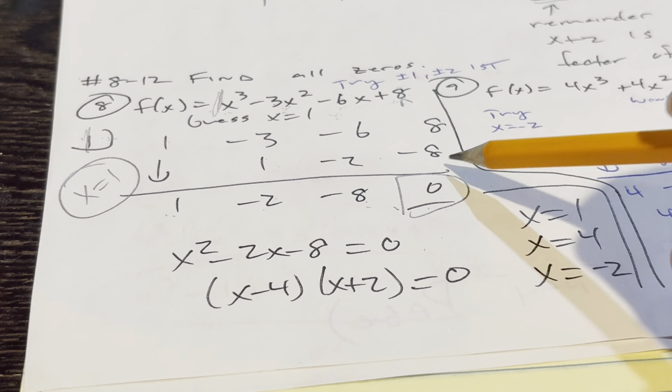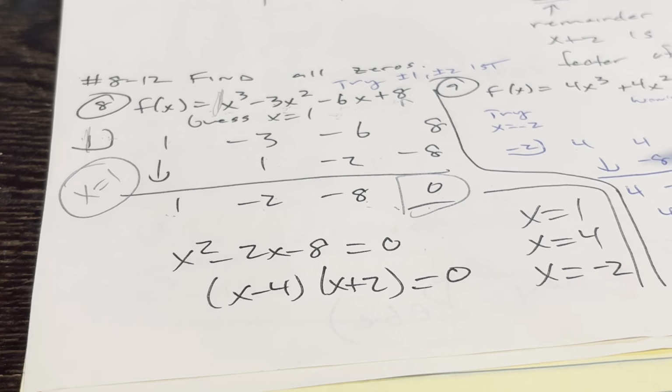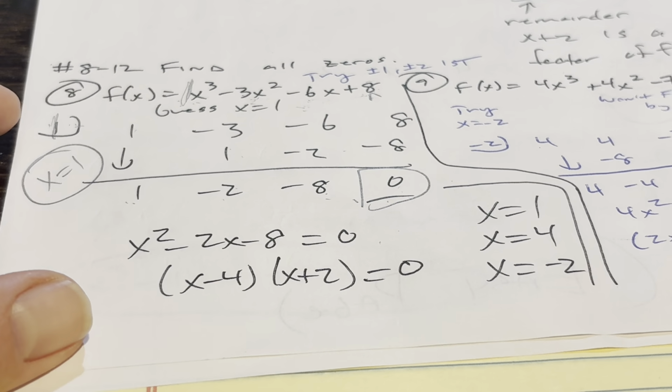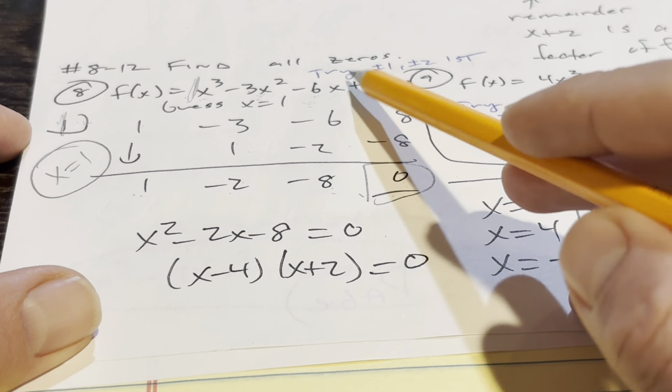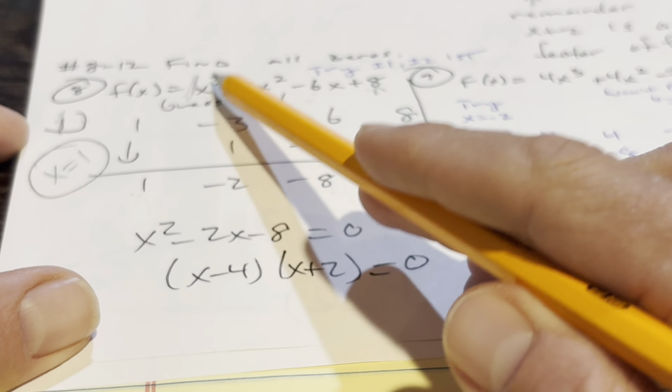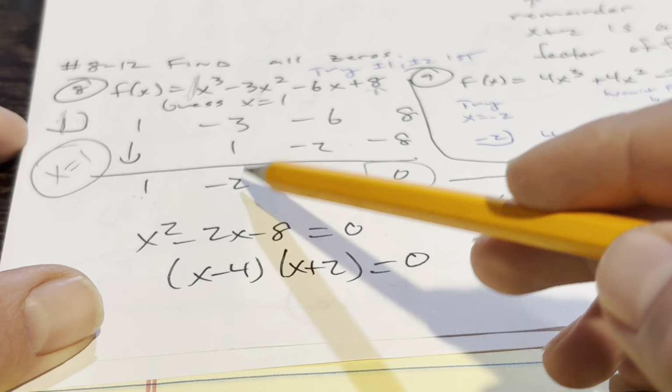Now, if it didn't work, if I plugged in negative 1 and got a remainder, I would just erase it and I would try again. This is because I did x to the third and I divided by x minus 1. I divided by x. This drops the power. This is x squared minus 2x minus 8.